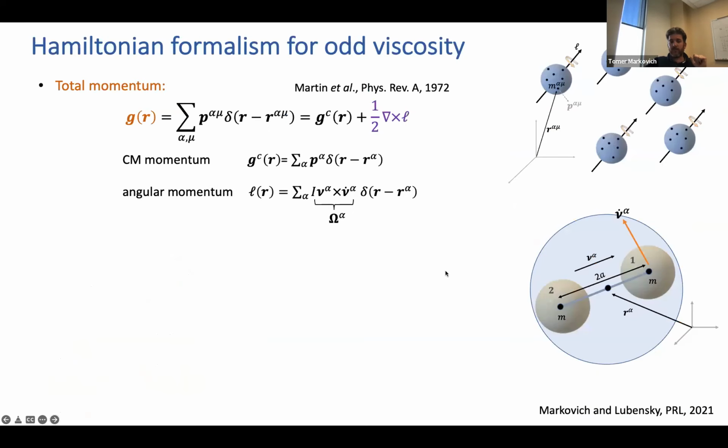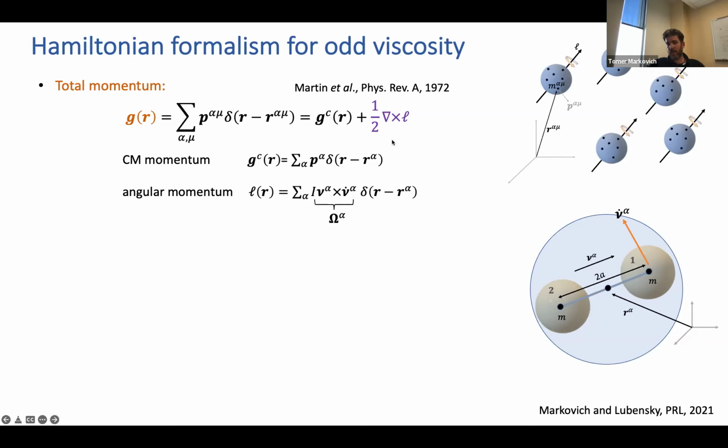Okay, so the way we were trying to approach the problem is the following. We said, well, let's look at the total momentum, because we know from this very early work by Paul Martin and colleagues that when you write the total momentum, so I have particles and each particle is composed of many atoms and each atom has its own momentum, and you coarse-grain that, what you find is that the total momentum equals the center of mass momentum plus half curl of the angular momentum.